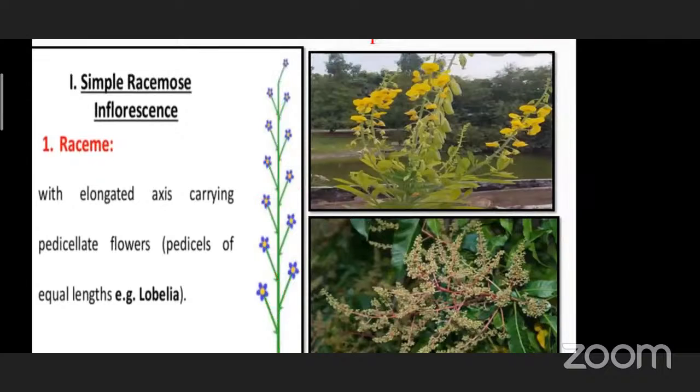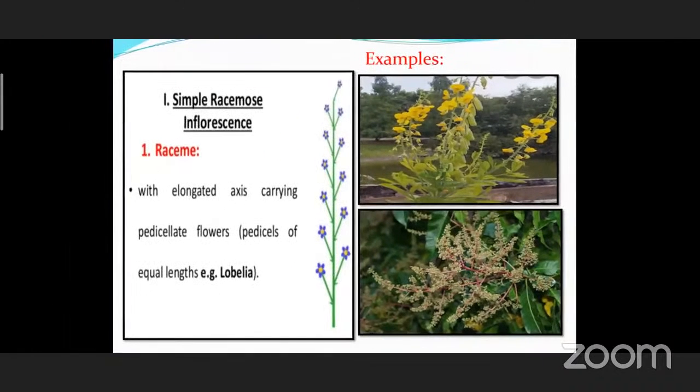First one, raceme. The best examples are crotalaria and mango. Mango, scientific name Mangifera indica. And how to give the scientific name? Already Afrin madam told you in the first chapter, binomial nomenclature, generic name and species name. That is the best example, mango, Mangifera indica. This is the first one, raceme type inflorescence.